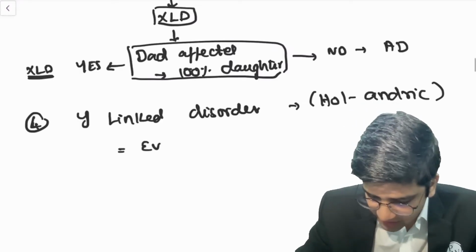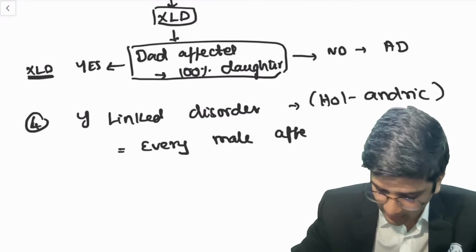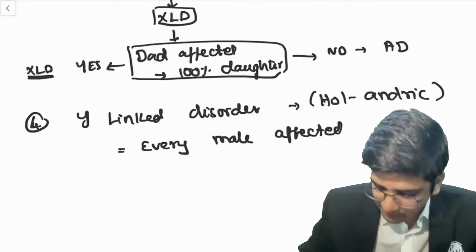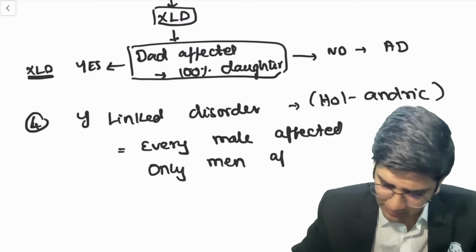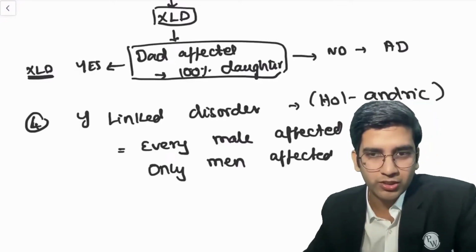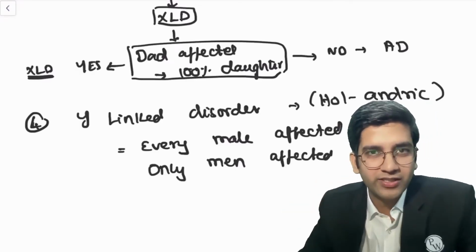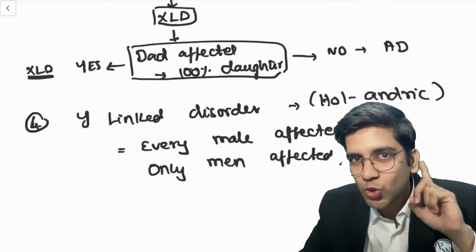If every male is affected and if only men are affected in the pedigree, no female at all, then it is a Y-linked disorder, right? Then it is a Y-linked disorder. The reason why I said it's not required is there are two common Y-linked disorders. One is excess growth of hair in the ear.